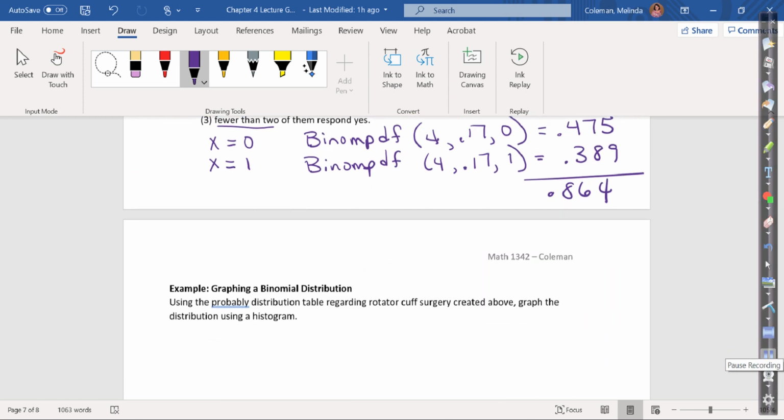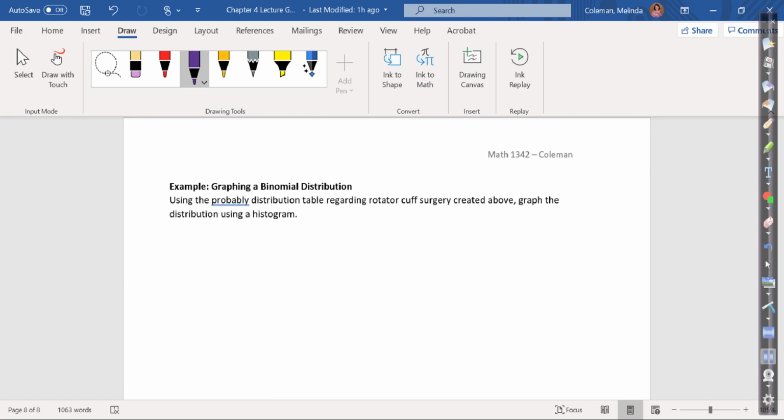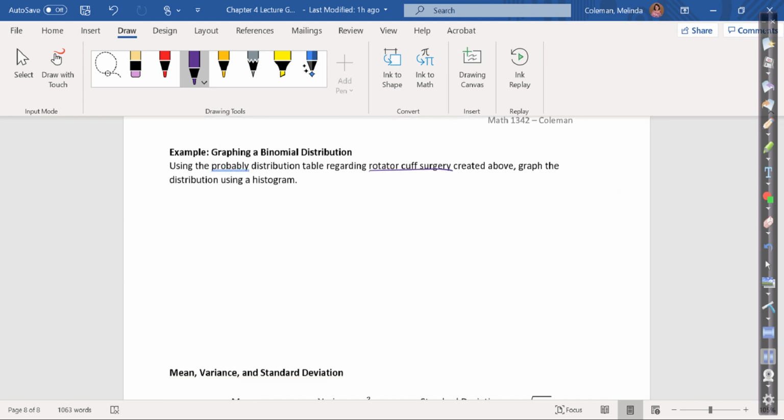All right, next example. It says, using the probability distribution table regarding the rotator cuff surgery from one of the previous examples, we're going to graph this. So again, this graph should not be terribly hard. If you remember from the rotator cuff example above, we found that we had up to 3 patients.